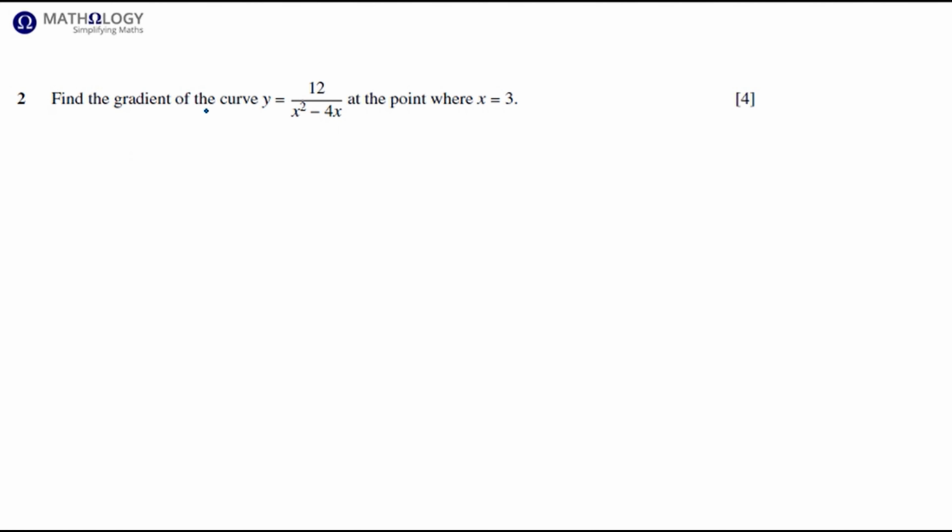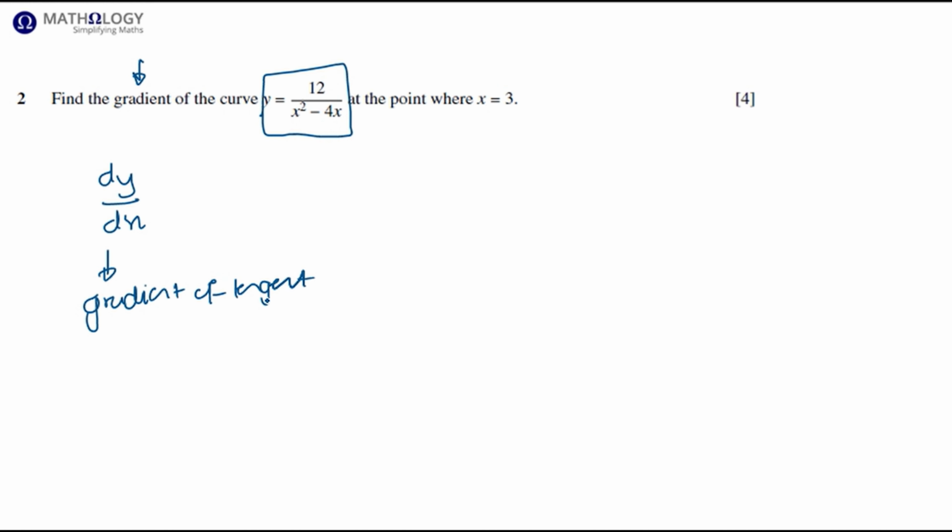Okay, find the gradient of the curve y equals 12 divided by (x squared minus 4x) at the point where x equals 3. Okay, we are given the equation of a curve, and we are required to determine the gradient of that curve. So we need to find an expression for dy/dx, because dy/dx represents the gradient of a tangent to a curve.